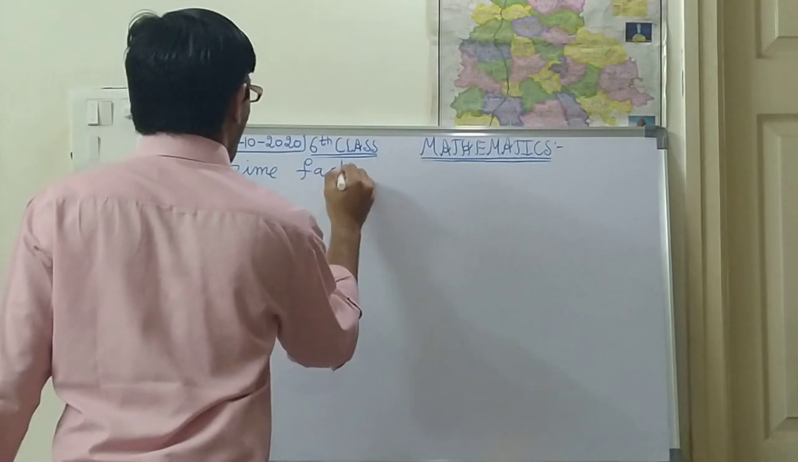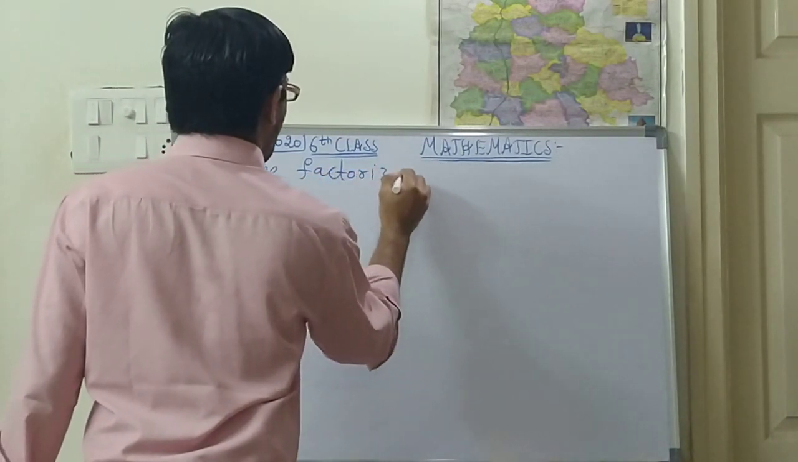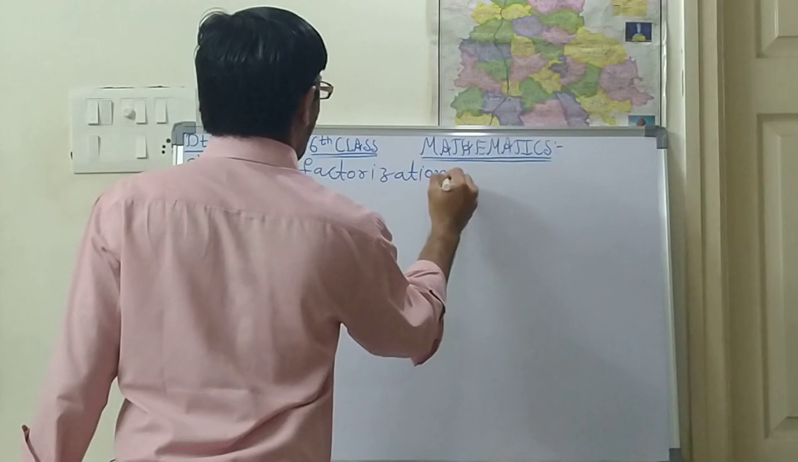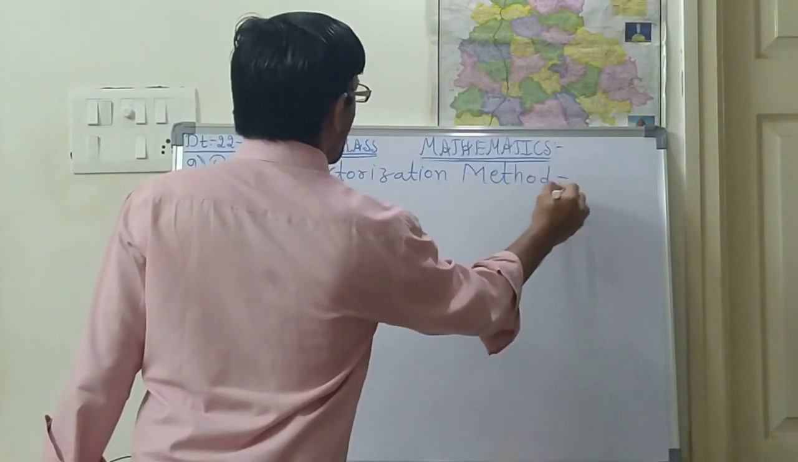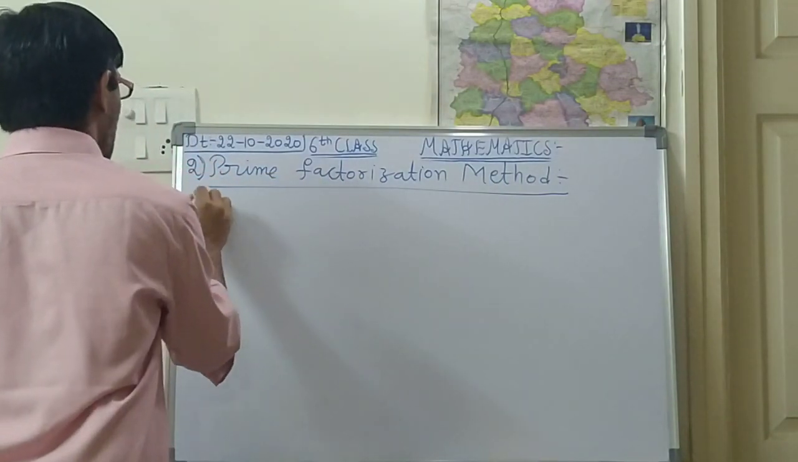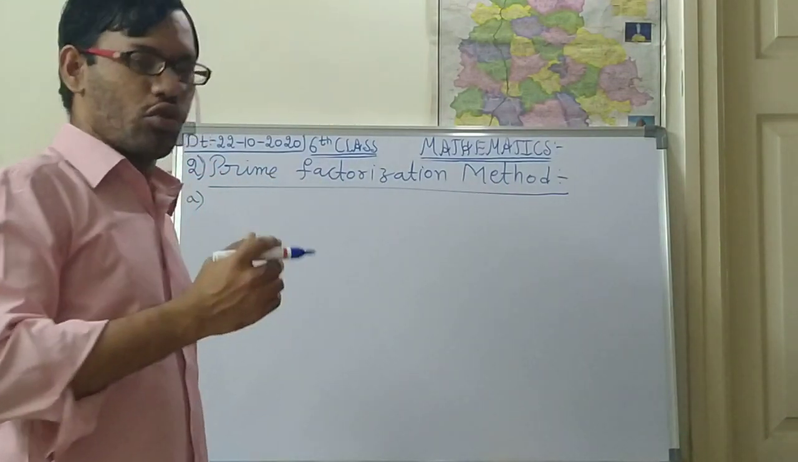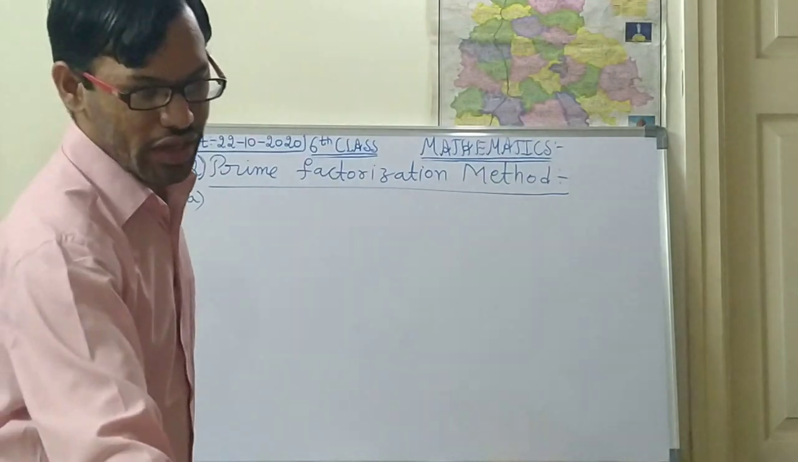Prime factorization method. So how to do it for three numbers? If three numbers are given, how to do it? So we shall see with one example.